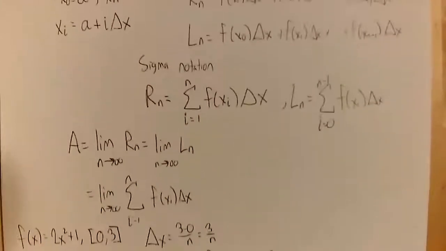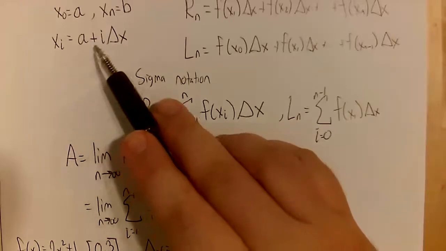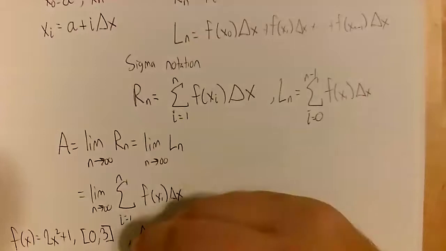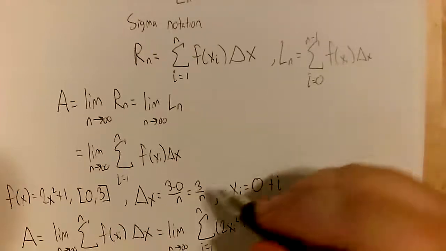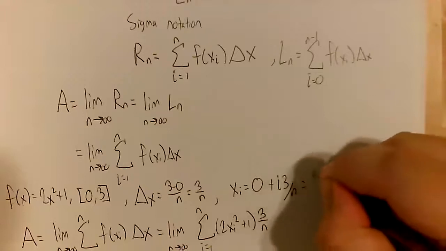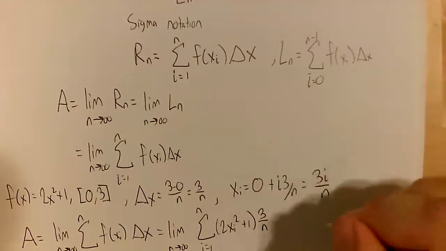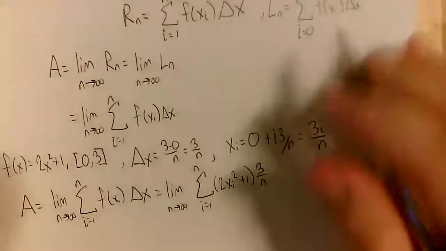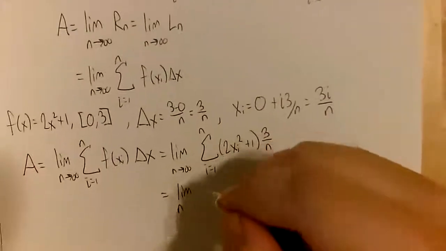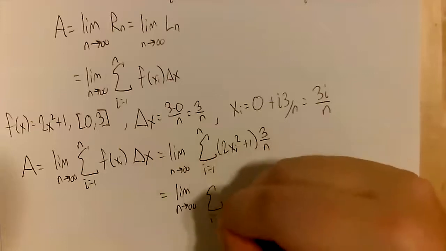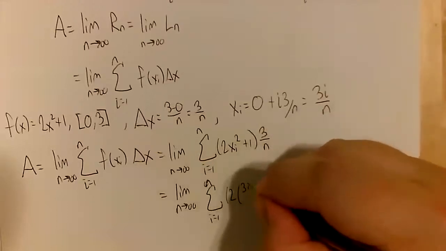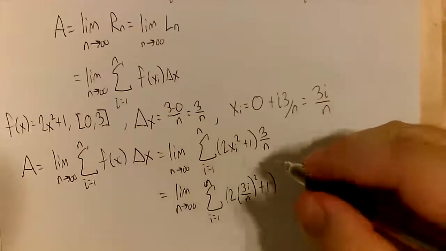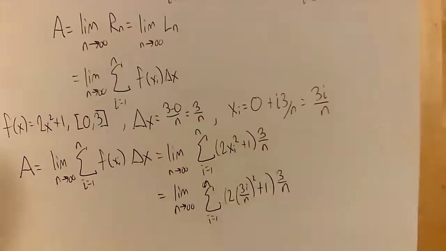Now these xi, remember, we also have a formula for that. xi will be a plus i delta x. So for this problem, xi will be 0, because that's our a, plus i, and then our delta x was 3 over n. So we end up with 3i over n as xi. That means we could substitute that into here. So we have the limit as n goes to infinity of the sum from i equals 1 to n of 2 times (3i over n) squared plus 1, and then we have this 3 over n out here. Okay, so now we just need to see what's going to happen with this.